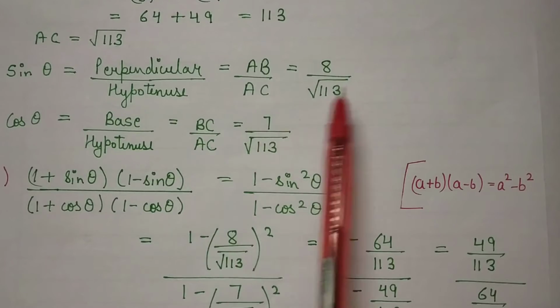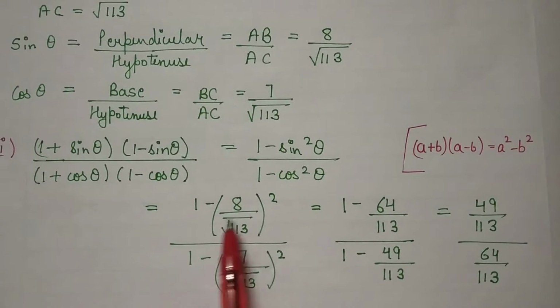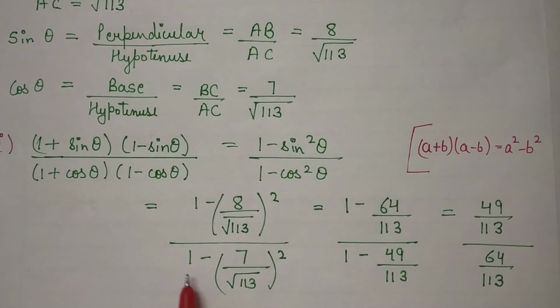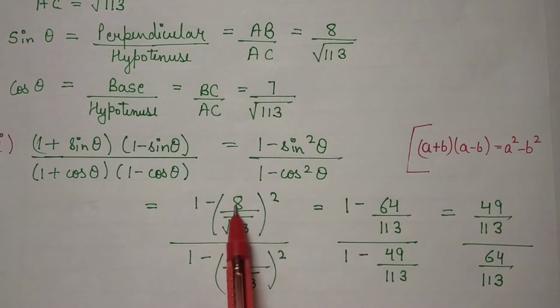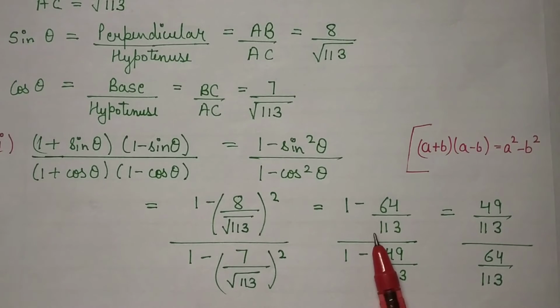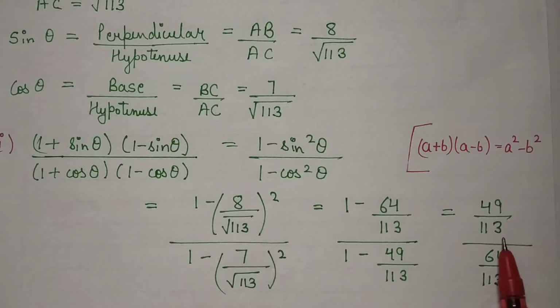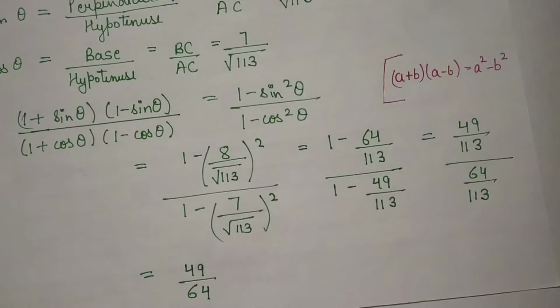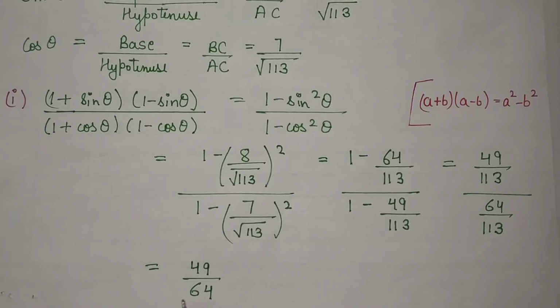Now put the values that you have got. 1 minus 8 by under root 113 whole square, and 1 minus 7 by under root 113 whole square. 1 minus 64 by 113, and under root 113 multiplied by under root 113, the roots get cancelled. So after taking the LCM, I have 49 by 113 and 64 by 113. Denominators are same, so these are cancelled out, and 49 by 64.